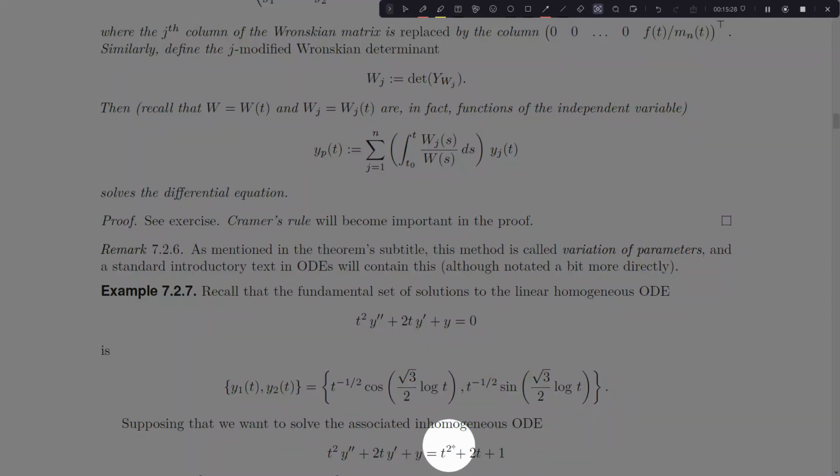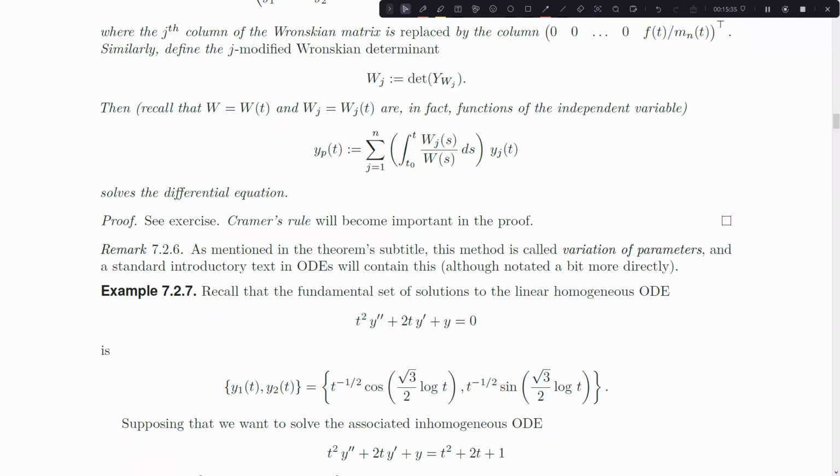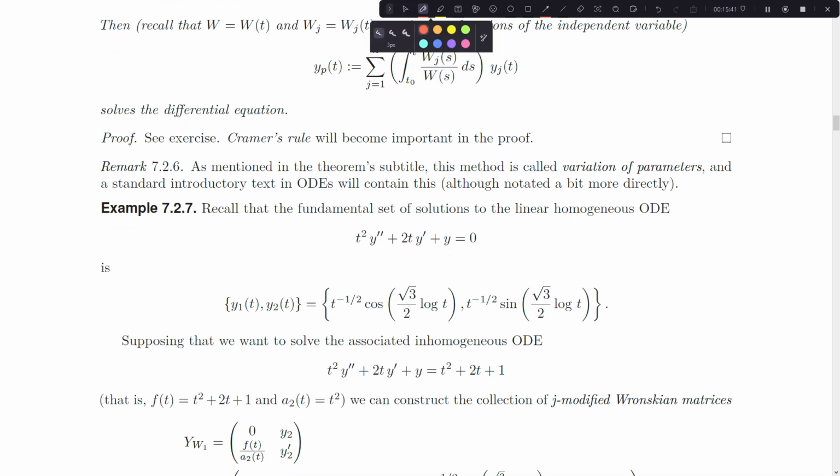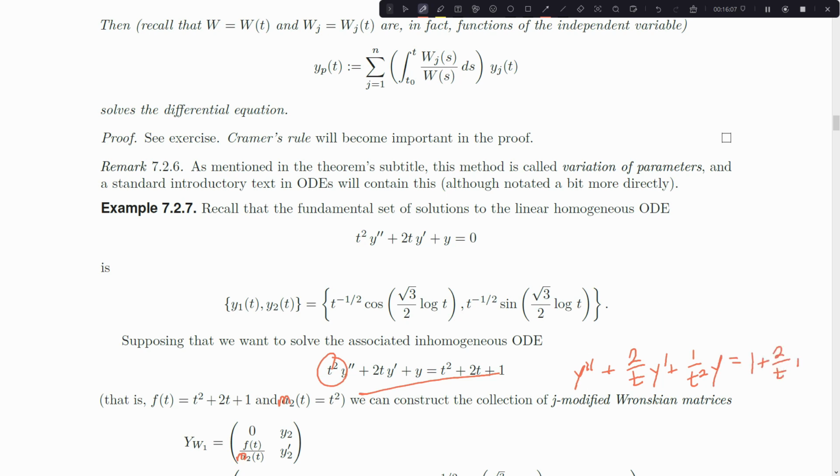So we're going to see how we can actually find a particular solution to this inhomogeneous ODE. How do I find a particular solution where the right-hand side is t squared plus 2t plus 1? Well, you use the fundamental set with the theorem above. So what we need to do is divide both sides by the leading order coefficient. If I divide everything by t squared, that takes me to the ODE y double prime plus 2 over t y prime plus 1 over t squared y equals 1 plus 2 over t plus 1 over t squared. And that's what's going to go into my modified Wronskian matrices.